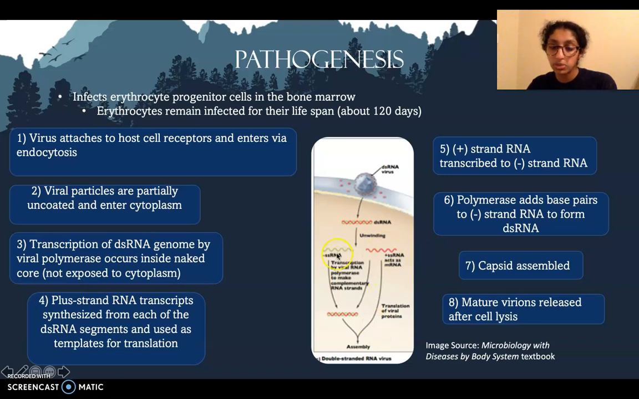Then this is transcribed to form negative single-stranded RNA. Bases are added by polymerases to form the additional strand, which will bind together. And then the capsid will be assembled around this newly formed double-stranded RNA. And then it will exit out of the cell and cause cell lysis, and be known as a mature virion.